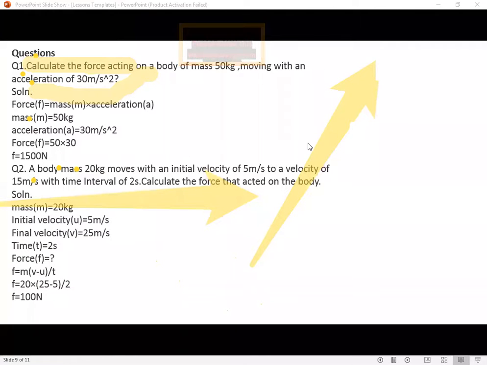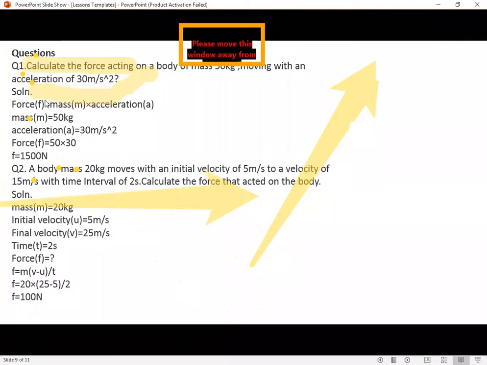Sir, in the question you wrote 15 as your final velocity, but in your computation you wrote 25. Yeah, thank you very much.